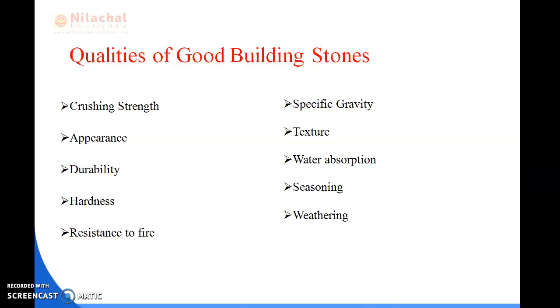I have told you. So by doing a quick review, you will know what the qualities are. These are the qualities of good building stones. I have told you whether a stone is of good quality and can be used for constructional purposes or not. If you can see these 10 qualities, then you can say that these are the qualities of good building stones.